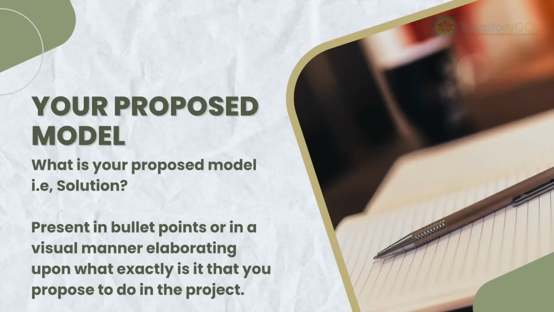The proposed model. The first point to cover under this section is what is your proposed model, that is, the solution. This should be presented again in bullet points or in a visual manner, elaborating upon what exactly it is that you propose to do in the project. Going back to the example of solid waste management, if the goal is zero waste to landfill, you have to say exactly what you are going to do and how your project would handle each kind of waste so as to achieve zero waste to the landfill.